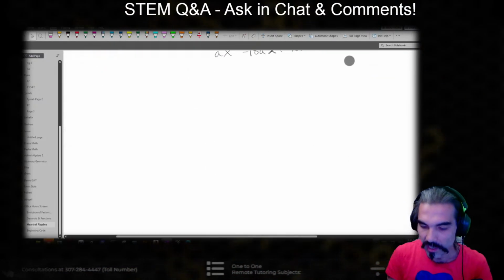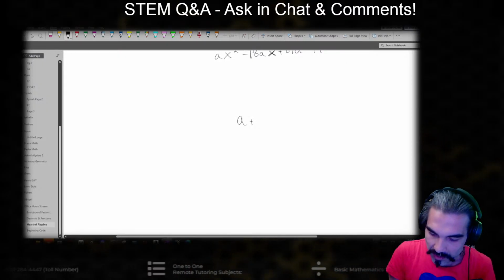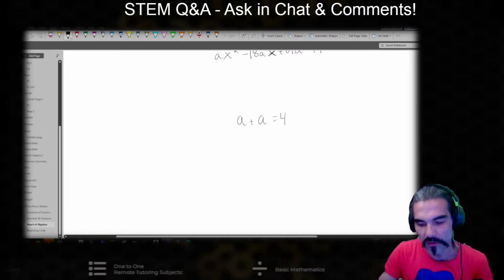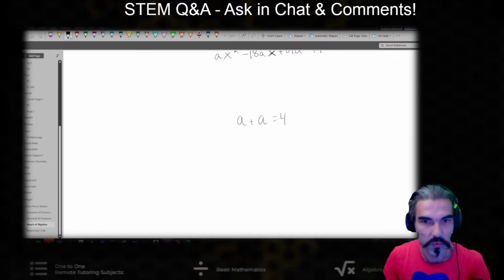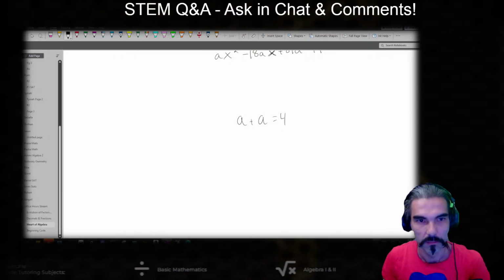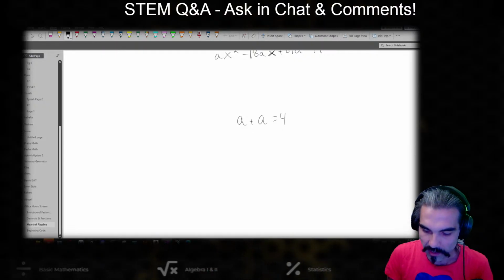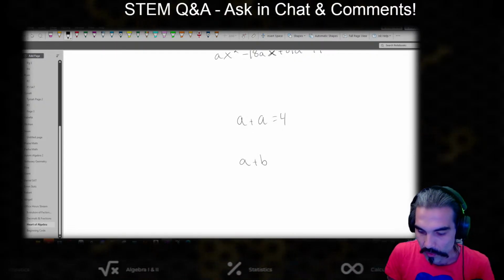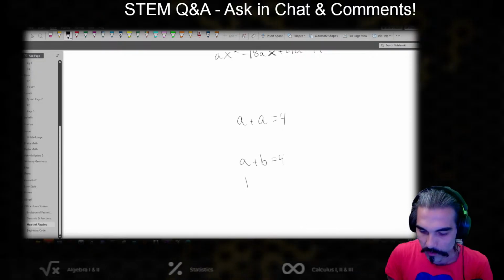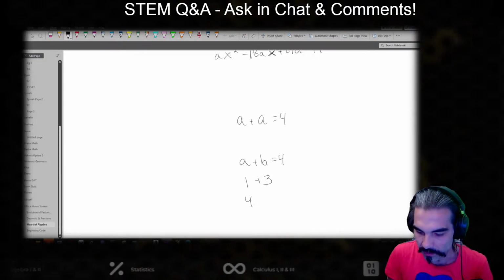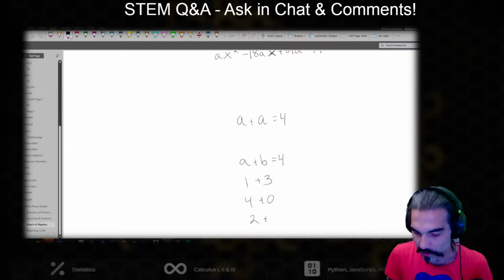As you've seen before, we have the case for a plus a equals 4. Algebraically, we know a number repeated twice would be 2 plus 2 equals 4. So there's only one solution that's possible here. But as soon as we introduce a different variable, our options expand to infinity. We can still use 2 plus 2.